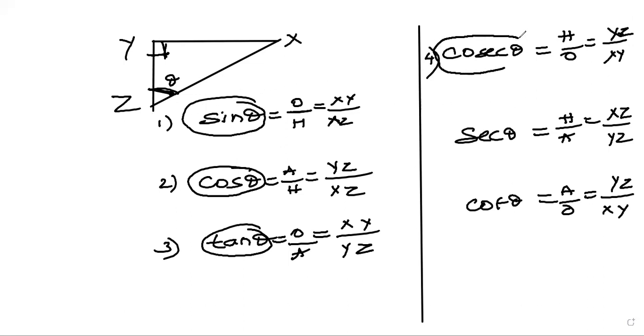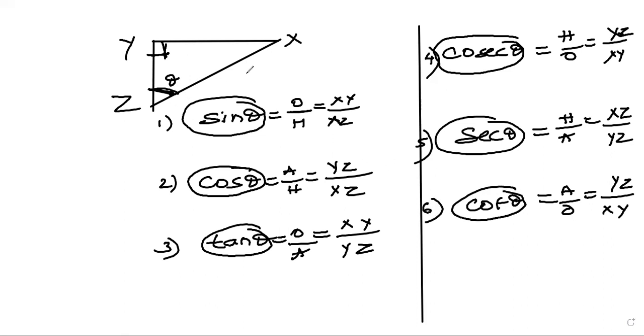Then we go to sec theta. What is sec theta, children? Sec theta is the reciprocal of cos. It should be hypotenuse upon adjacent. Hypotenuse is XZ and adjacent is YZ, so XZ upon YZ. Then the sixth one, cot theta, is adjacent side upon opposite side, so YZ upon XY.